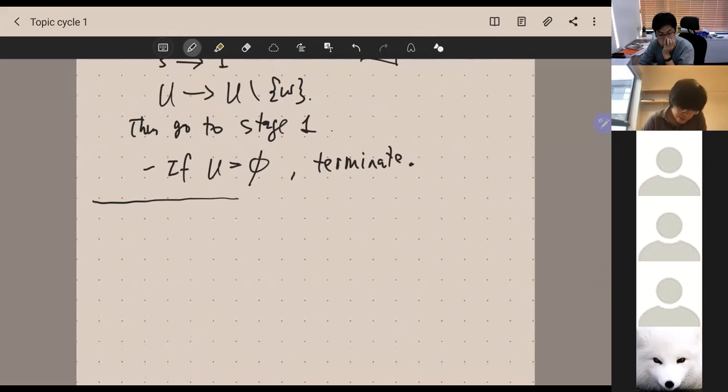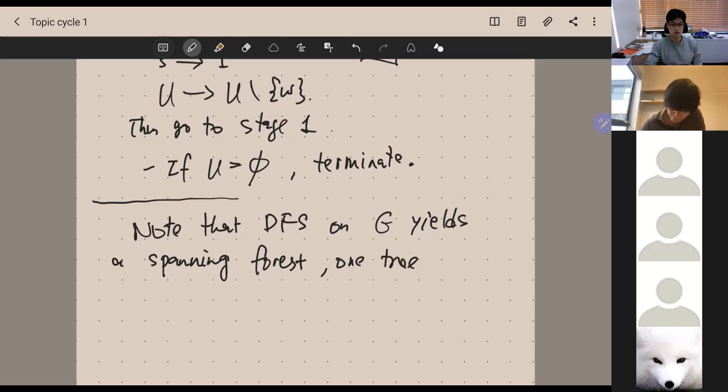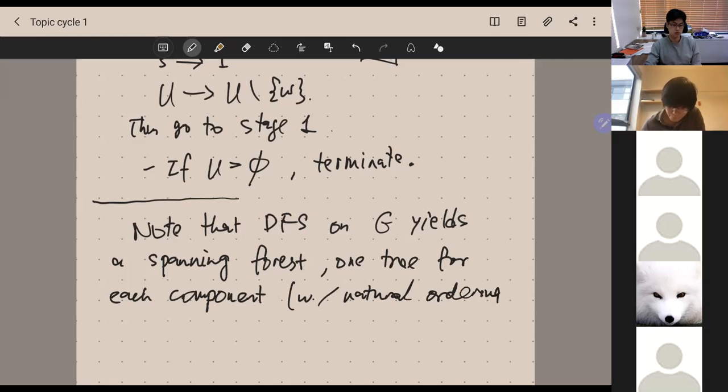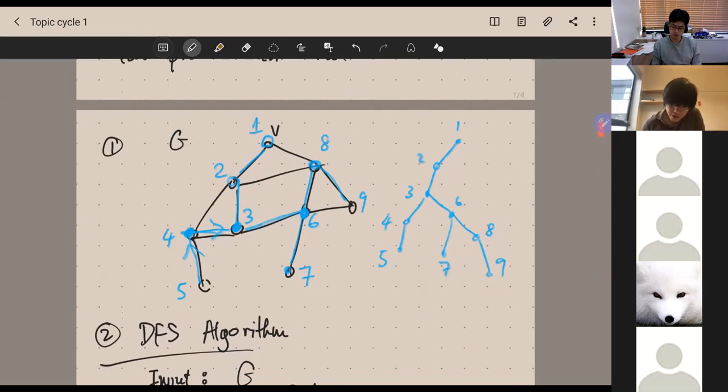Okay. First of all, note that DFS search on the graph G naturally yields a spanning forest, one tree for each component, with a natural ordering. So this is the picture here. You see, we have our first picture, we have our graph here, and after we do the search, we get this natural ordering on this blue spanning tree. By spanning, I mean a subgraph that visits all the vertices.